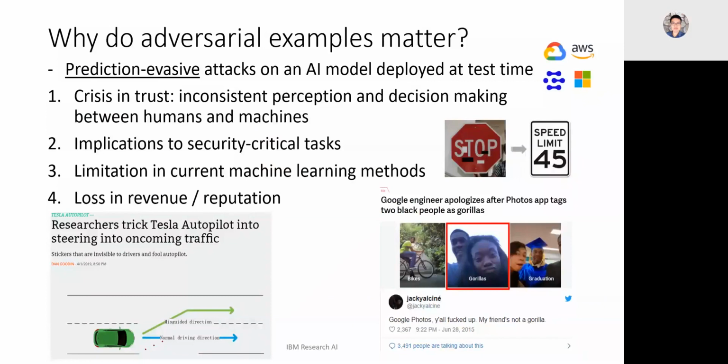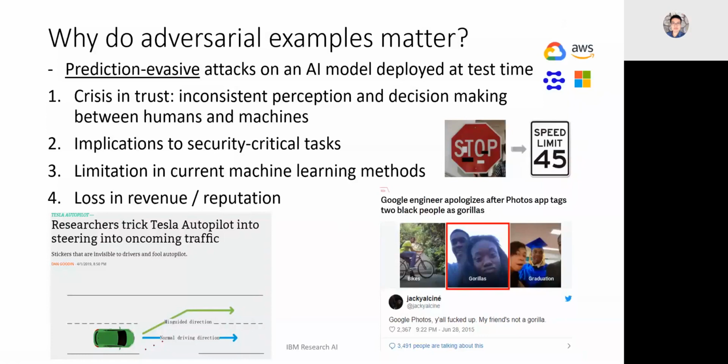And lastly, in terms of company or public awareness, there is always a concern about loss in revenue and reputation. For example, just two weeks ago, you might have found some articles saying Tesla's autopilot system can be easily fooled by just adding some small stickers on the road sign, and the autopilot system will direct you to a different route that it is not supposed to take. And recently, last year, a Google online service accidentally tagged African Americans as gorillas, which raised some discussions and led to some revenue and reputation loss for these AI-based services.